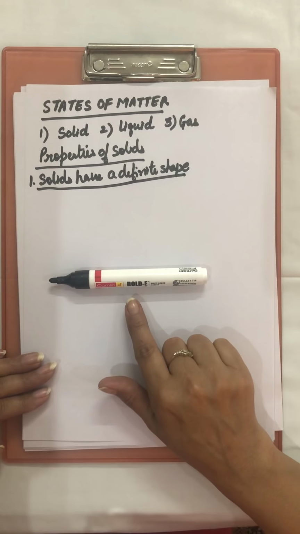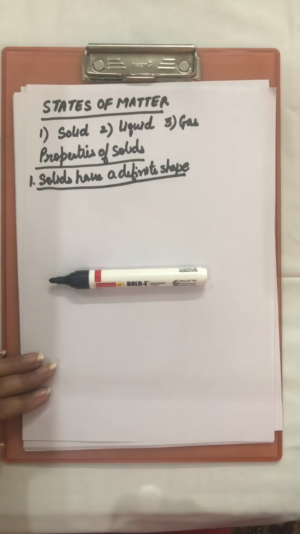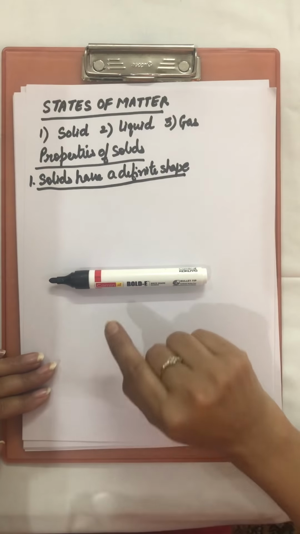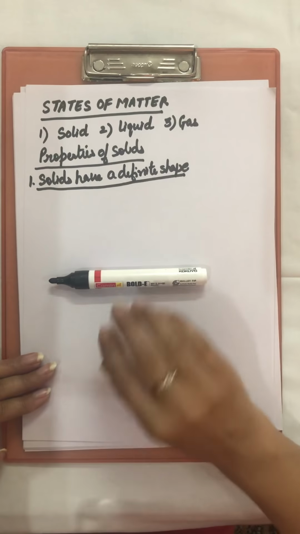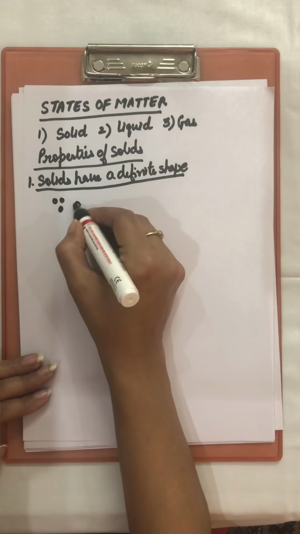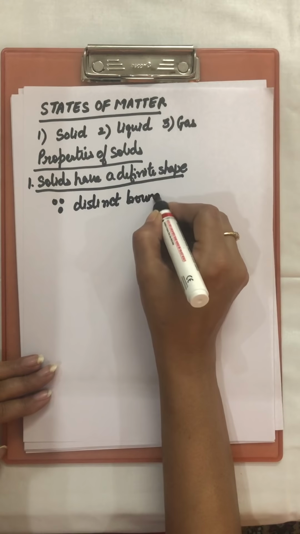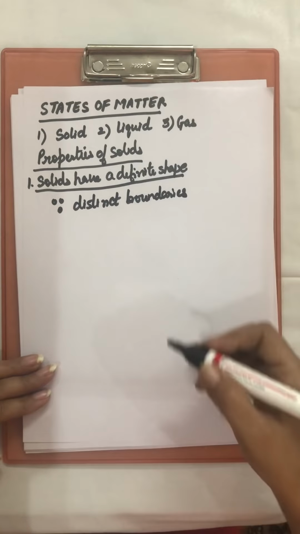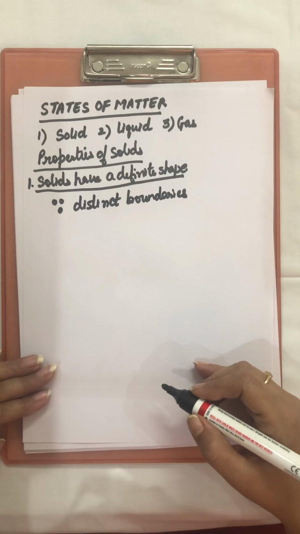It can't change its shape because the particles are not able to move here. So they do not change their shape when they are put in different containers. Whether I keep a pen here on this sheet or in a glass or in a beaker, its shape will remain the same. So solids have a definite shape because of distinct boundaries, and these boundaries will remain as it is because particles of solids are not able to move.